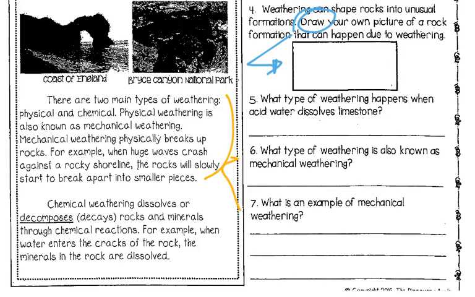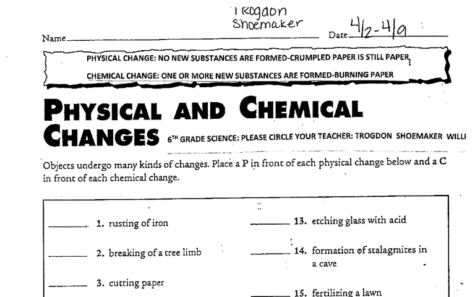All right, so that is Mrs. Willis's class. So here we have Mr. Trogdon or Mr. Shoemaker's class. So make sure that you're circling which teacher you have on there. Okay, make sure you have your name. So we have chemical and physical changes. Over here, look at your definitions.